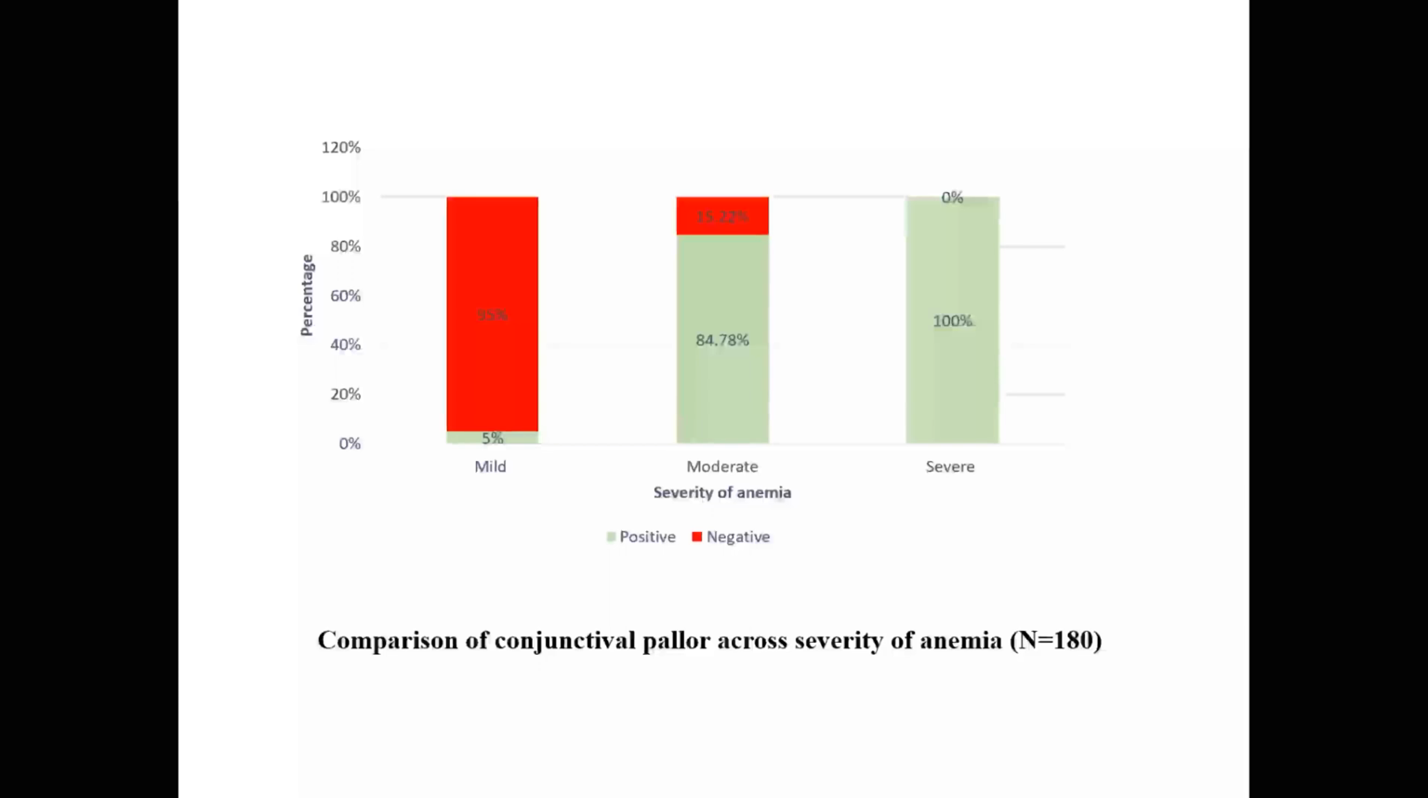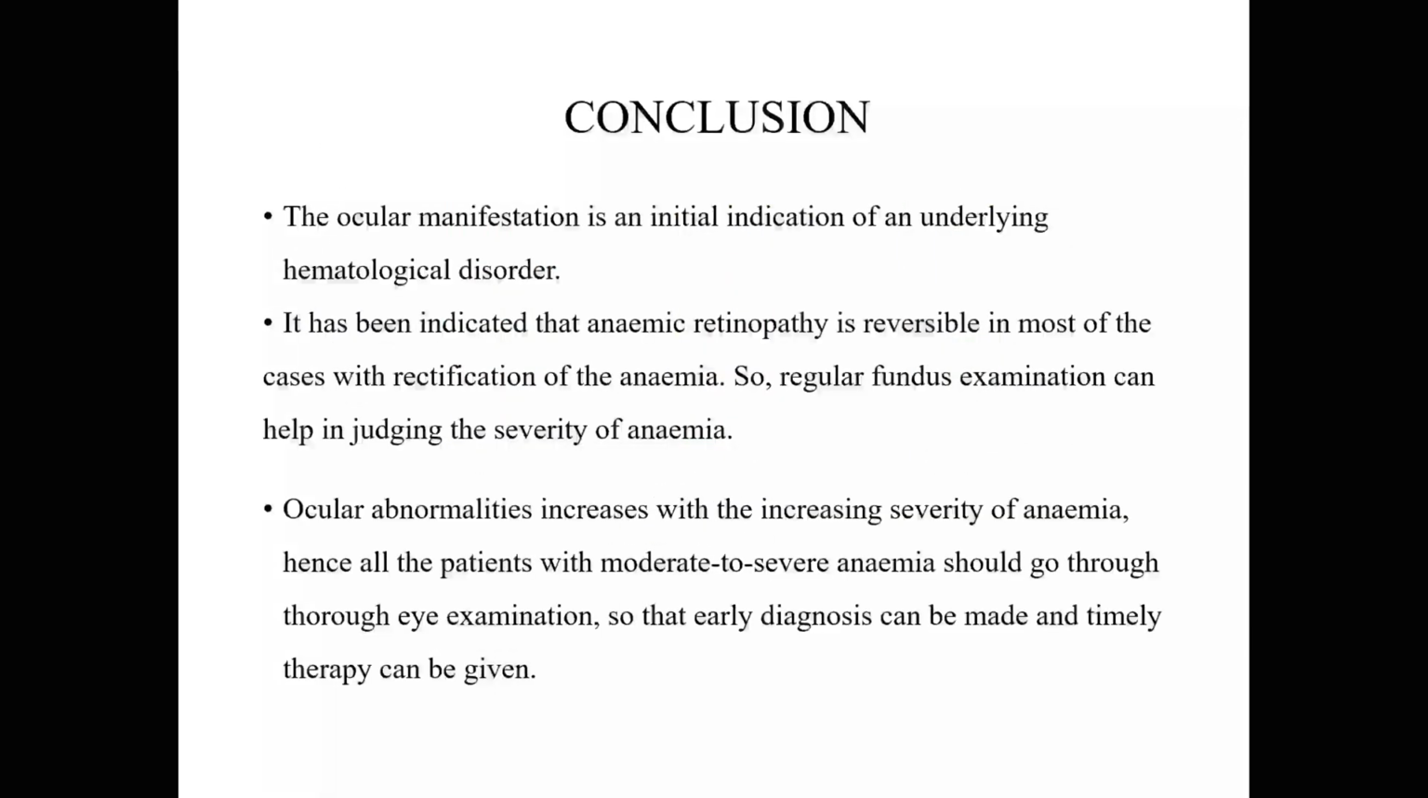Comparison of the conjunctival pallor and disorder, it has been indicated that anemic retinopathy is reversible in most of the cases with rectification of the anemia. So regular fundus examination can help in judging the severity of anemia. Ocular abnormalities increase with the increasing severity of anemia. Hence, all the patients with moderate to severe anemia should go through thorough examination so that early diagnosis can be made and timely therapy can be given.